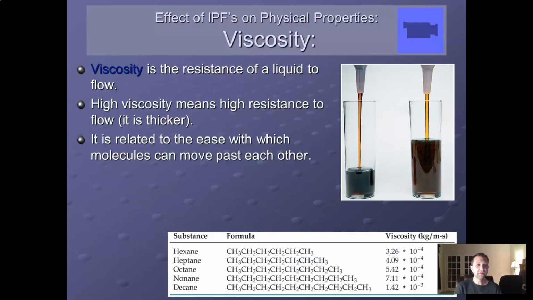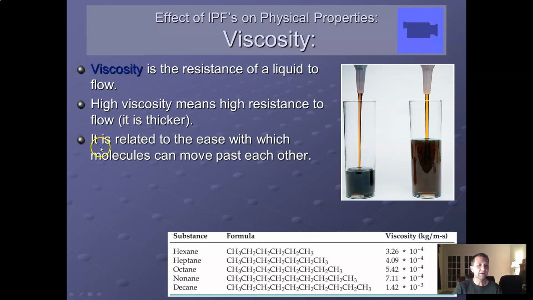So the first one is viscosity. Viscosity is the resistance of a liquid to flow. So you want to think of it maybe as the thickness of a liquid. A liquid that is very resistant to flow is typically thicker, right? A thicker liquid wouldn't want to flow. It's more resistant to it than a thin liquid. So how does viscosity relate to what the intermolecular forces are of a substance?